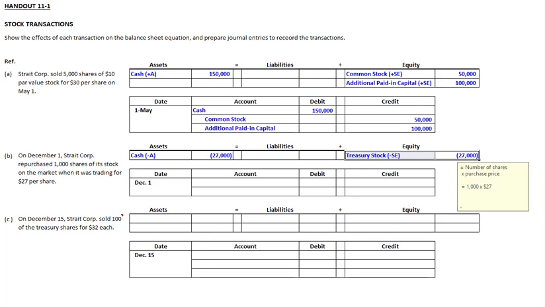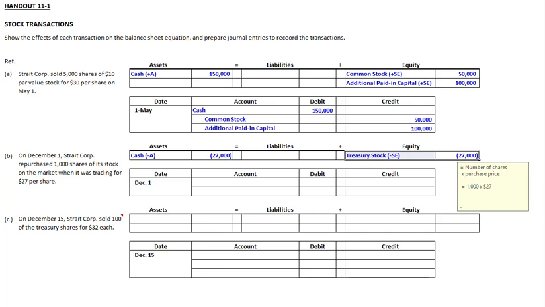And we're going to use a contra account. Rather than decreasing directly common stock or additional paid-in capital, we use a contra account called treasury stock. A contra account simply will reduce equity, just like our allowance for doubtful accounts reduces accounts receivable, accumulated depreciation reduces net plant, property, and equipment. Our treasury stock account decreases stockholders' equity.